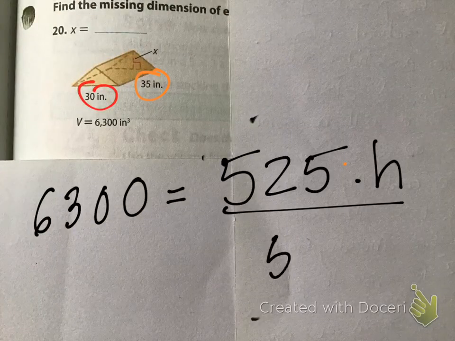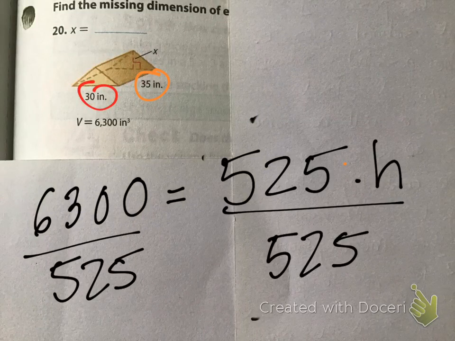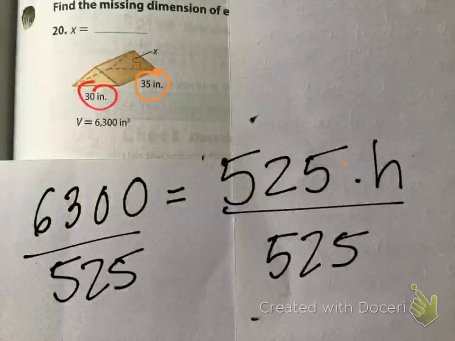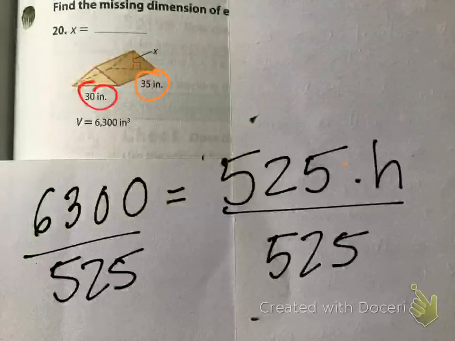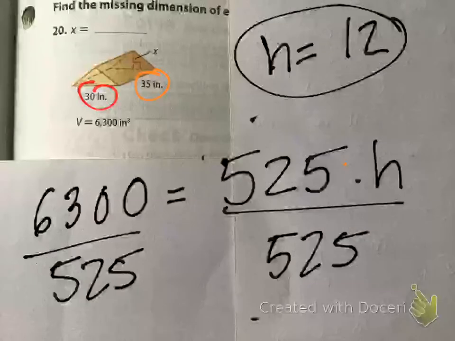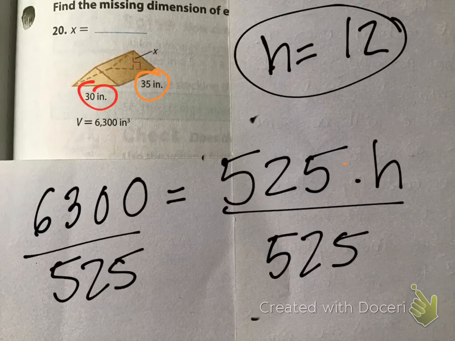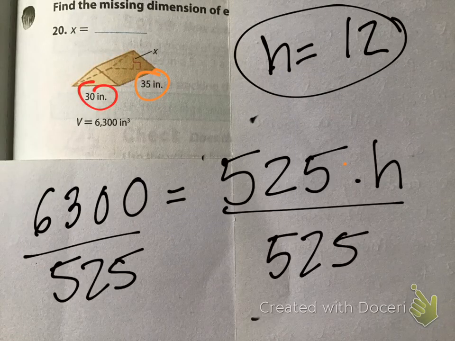Once again, we want to isolate our variable. Notice that whenever we're doing multiplication, it's always division. So we divide that 6,300, and we divide it by 525, and we get our height to be 12. So Gore put 6 because he decided to half it, but we already halved it when we were doing our initial multiplication. So be careful that you don't accidentally do that.